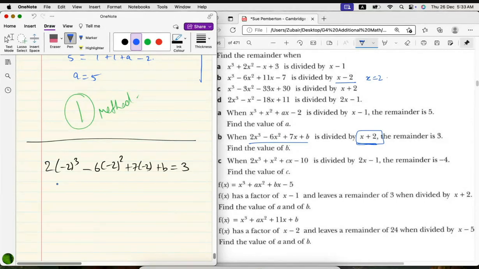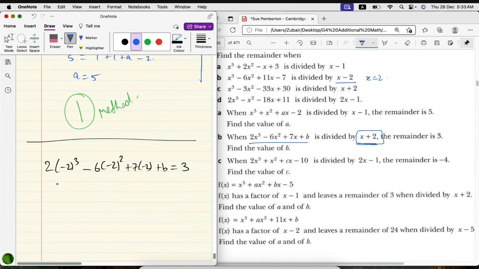There was no question. I was saying we'll substitute it directly. Oh, okay. So when it is divided by x plus 2, the value of x is minus 2 and the remainder is 3. So substituted minus 2 directly and equated it with 3.